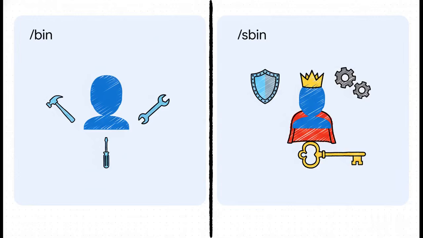/bin is for everyday user tasks that aren't going to hurt the system. /sbin is for the really powerful administrative stuff, like formatting a disk or rebooting the machine. This separation is a core security feature of Linux, and it's what helps keep the system safe.